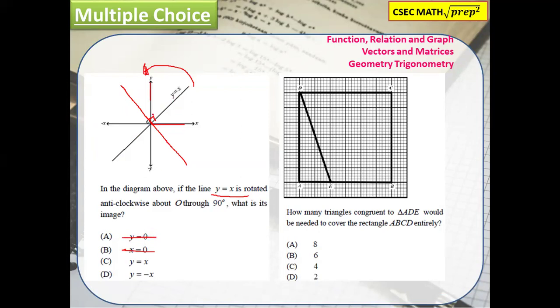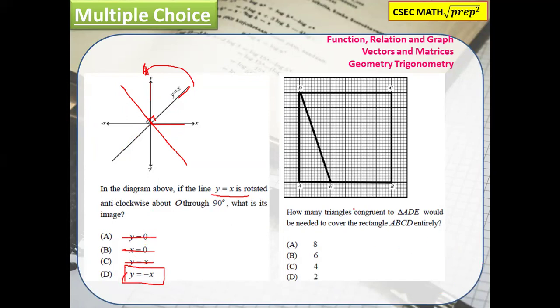The line that's given here, diagonally, is the line y equals x. After it's being rotated, it cannot have the same name. So that answer is y equals minus x, the process of elimination.